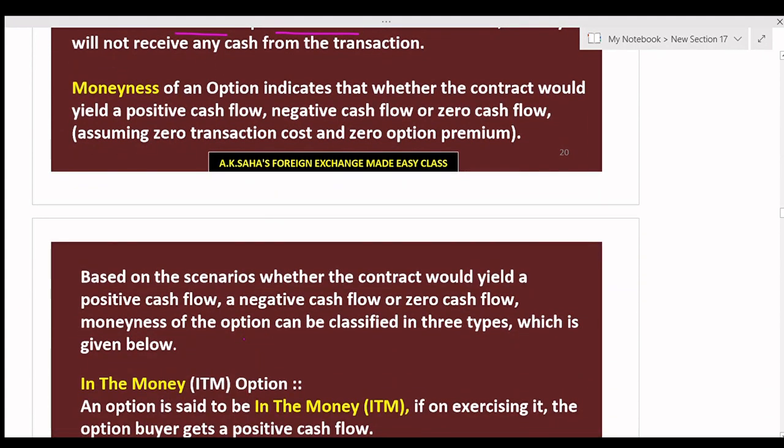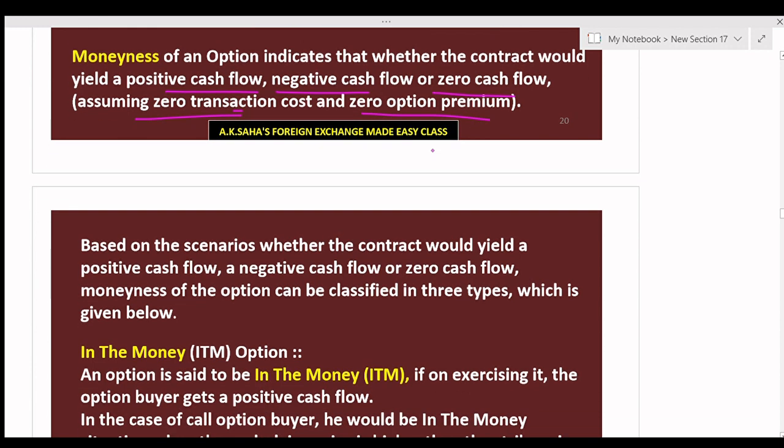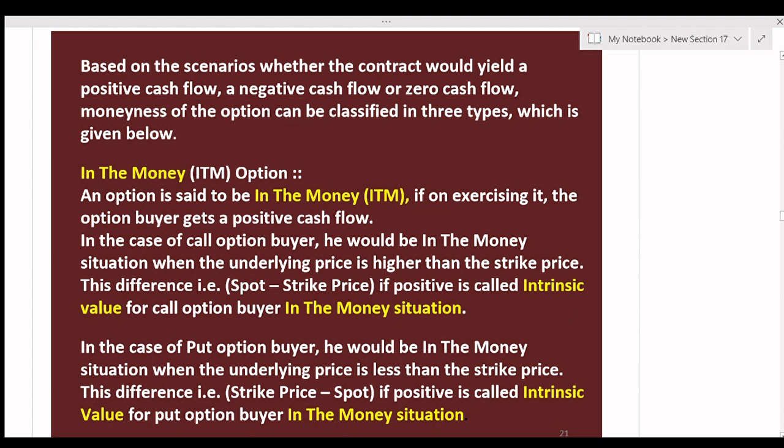Moneyness of an option indicates whether the contract would yield a positive cash flow, negative cash flow or zero cash flow, assuming zero transaction cost and zero option premium. Based on the scenarios, whether the contract would yield a positive cash flow, negative cash flow or zero cash flow, the moneyness of the option can be classified into three types, which are given below.